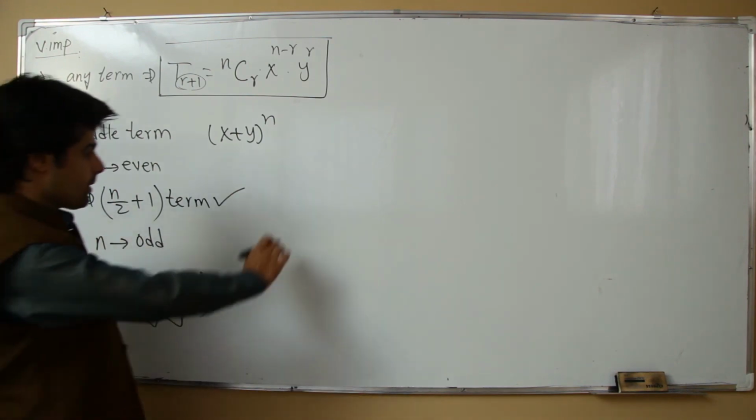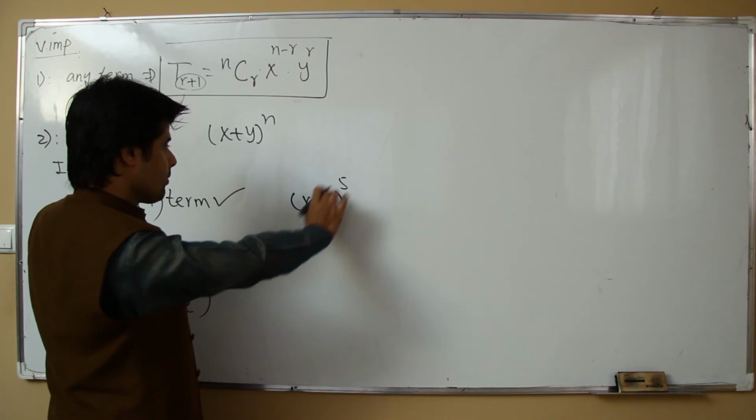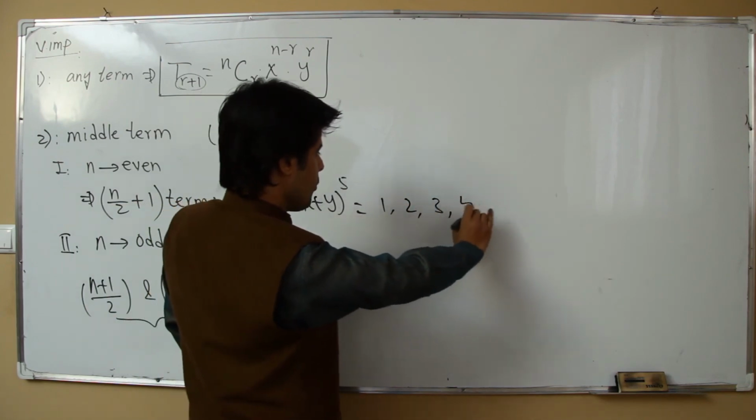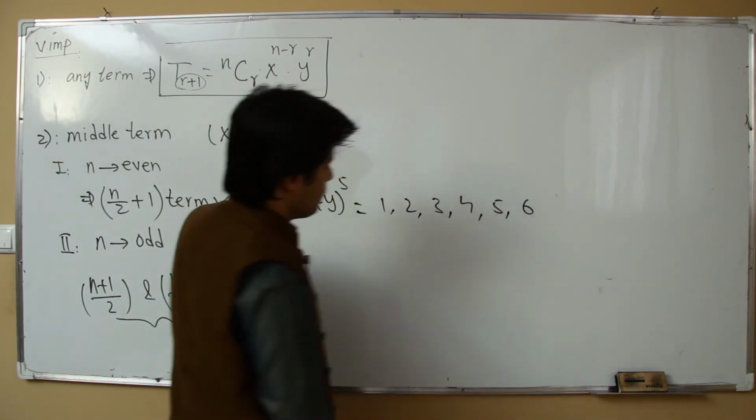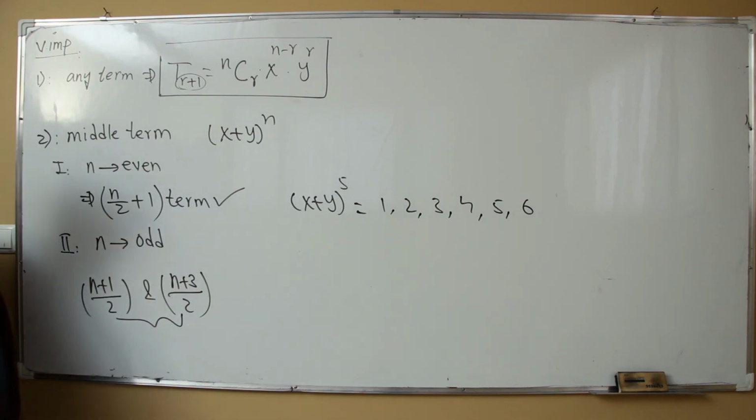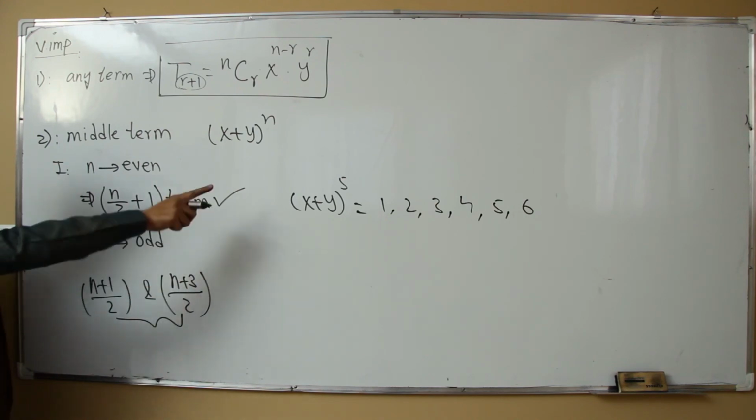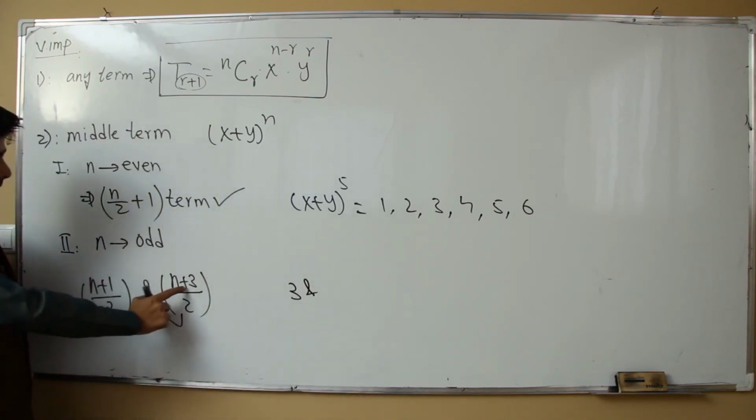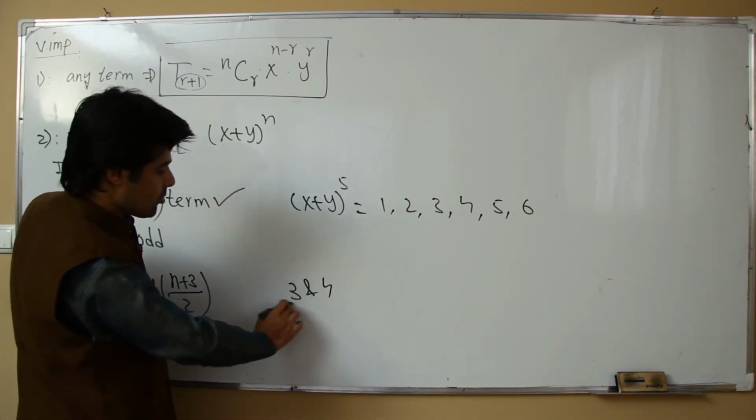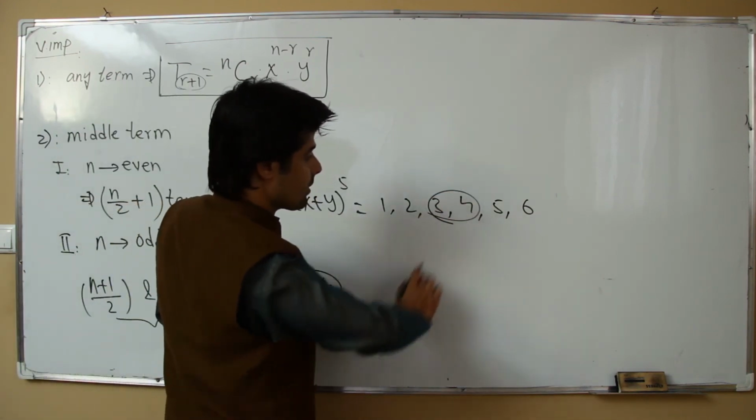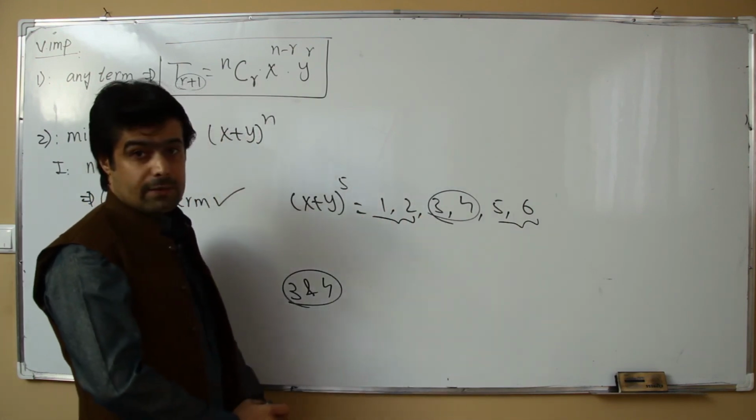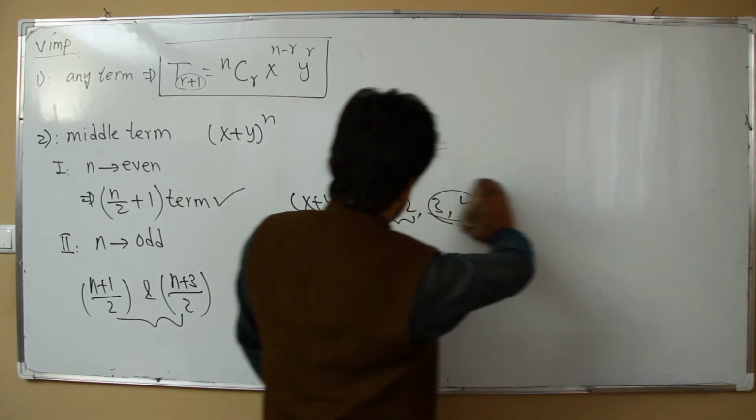What do I mean? For example, if we have (x plus y) raised to the power 5, then how many terms do we have? We have 6: 1, 2, 3, 4, 5, 6. Am I right or not? How many middle terms do we have? Two middle terms. (n plus 1) divided by 2. What is n? n is 5. 5 plus 1, 6. 6 divided by 2, 3. And 5 plus 3, 8. 8 divided by 2, 4. 3 and 4 are the middle terms. Indeed, we have two terms for the right side and two terms for the left side. So this is the middle term. I think you have got it.